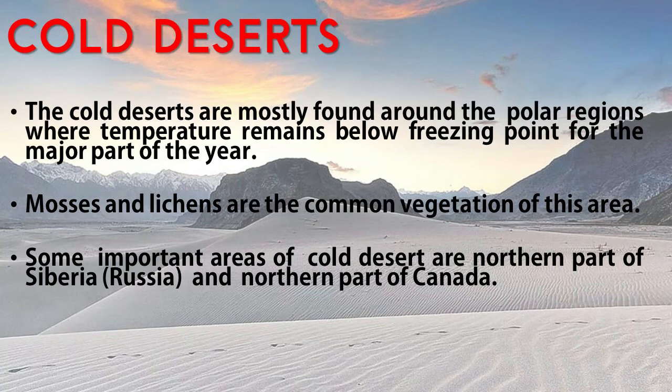Second type of desert is cold desert. The cold deserts are mostly found around the polar regions where the temperature remains below freezing point for the major part of the year.